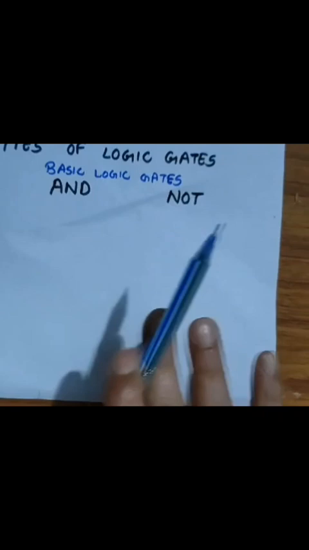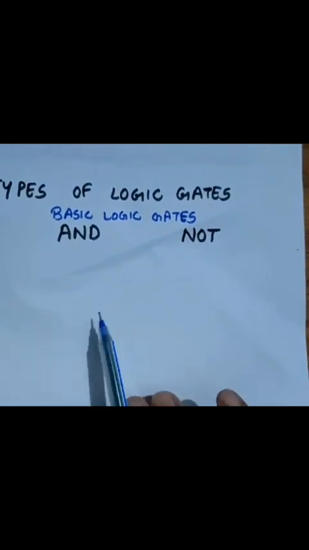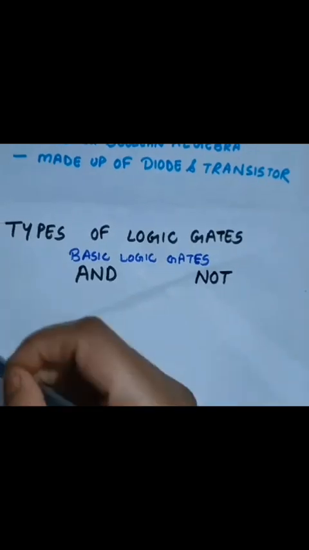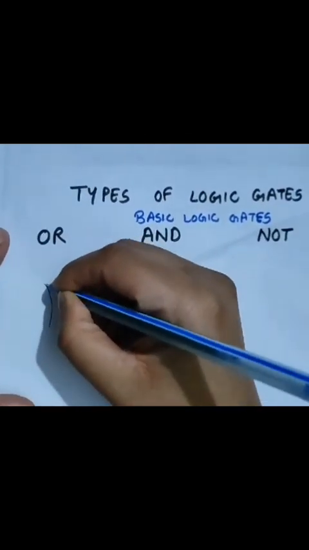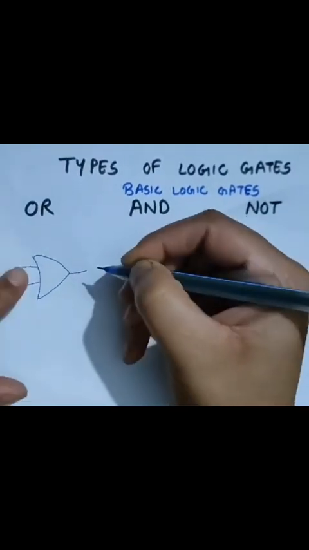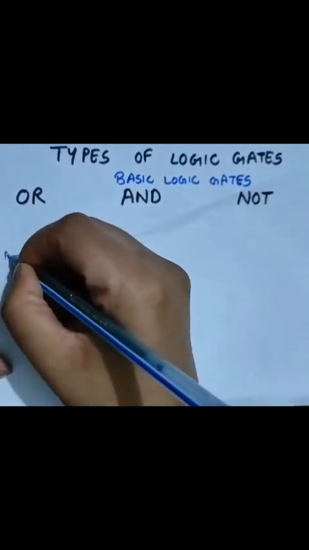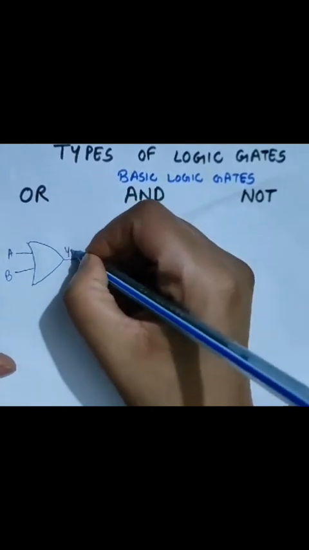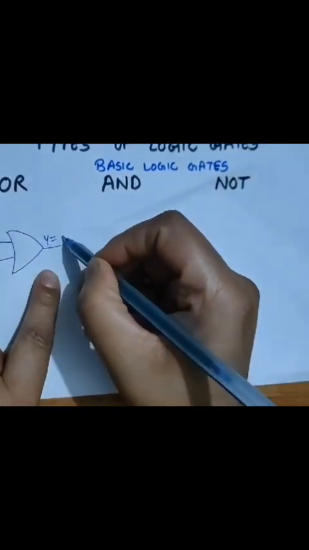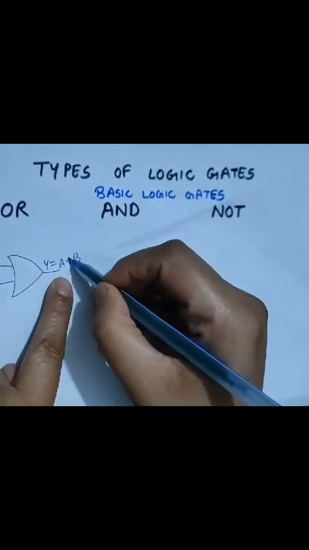There are various types of logic gates. The basic logic gates are OR, AND, and NOT. So the OR gate, the symbol for the OR gate is like this. This is the input side, and this is the output side. Let's say the inputs are A, B, and the output is Y. So the expression will be A plus B. OR is denoted by the plus sign.